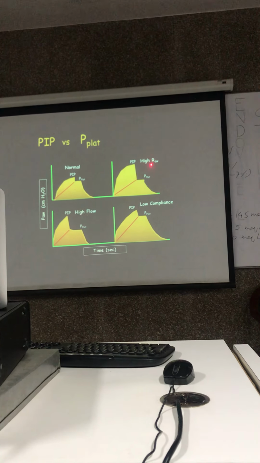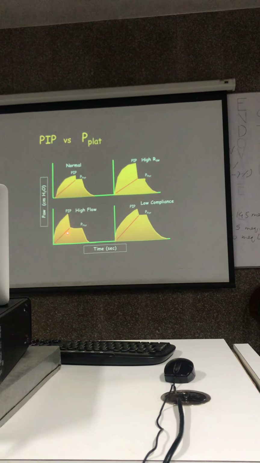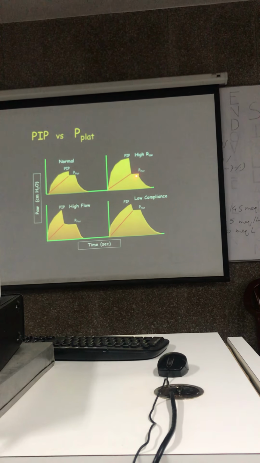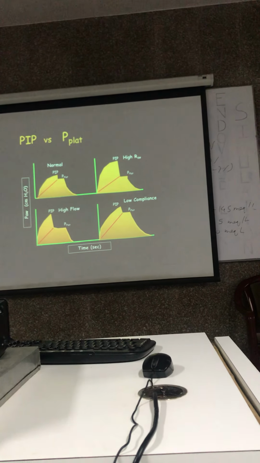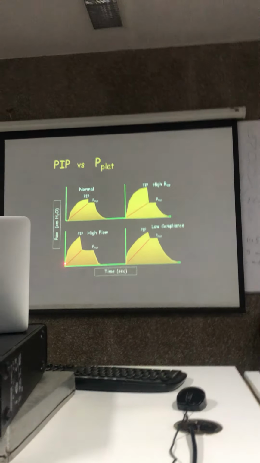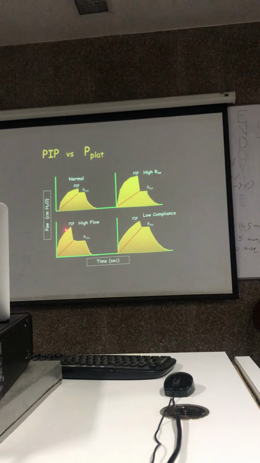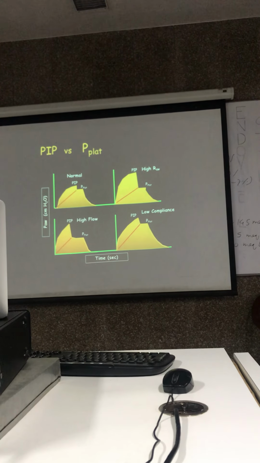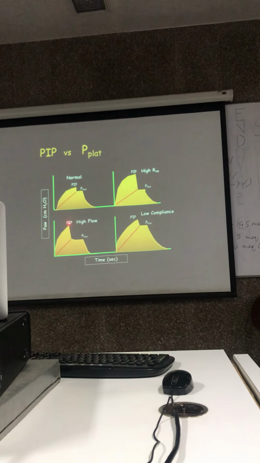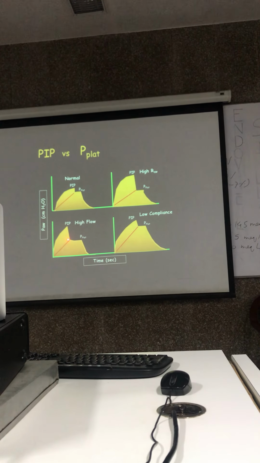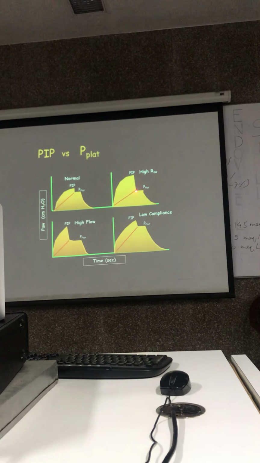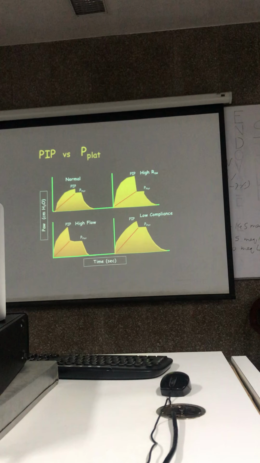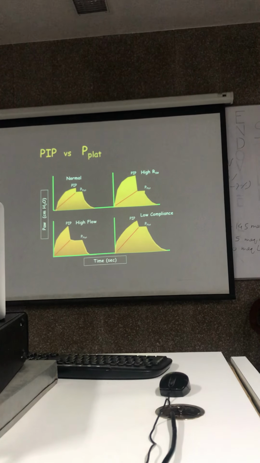So this and this may be similar, but look at this. Here the plateau time is shorter. Because of the inspiratory time, look at the curve here. This curve is more steep and it comes down like this, but look at the time taken. That means this is a longish plateau time, suggesting that you have probably increased your flow.